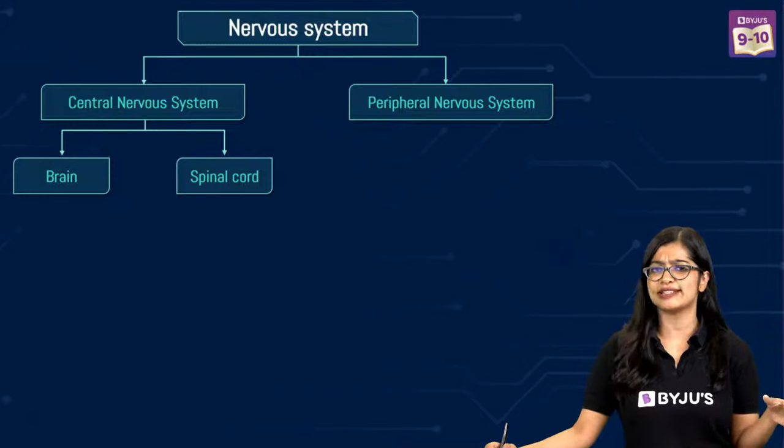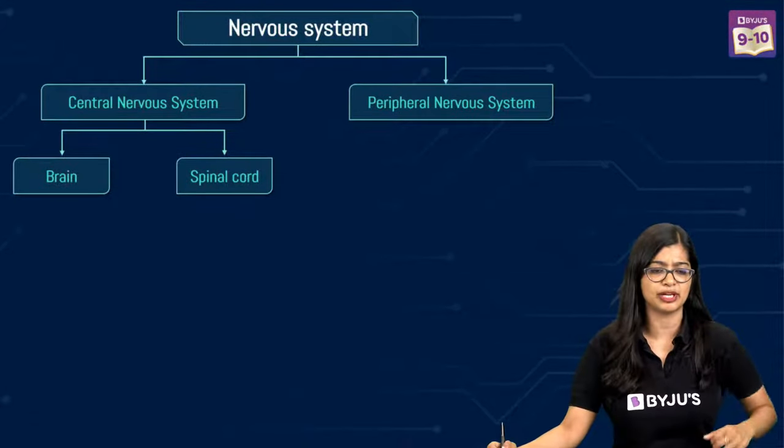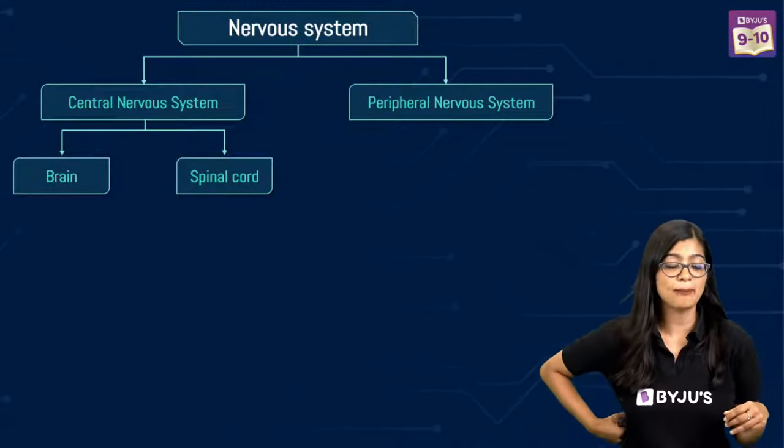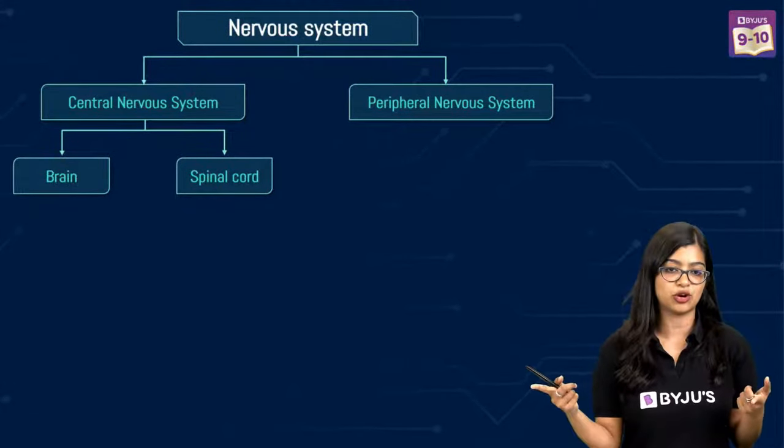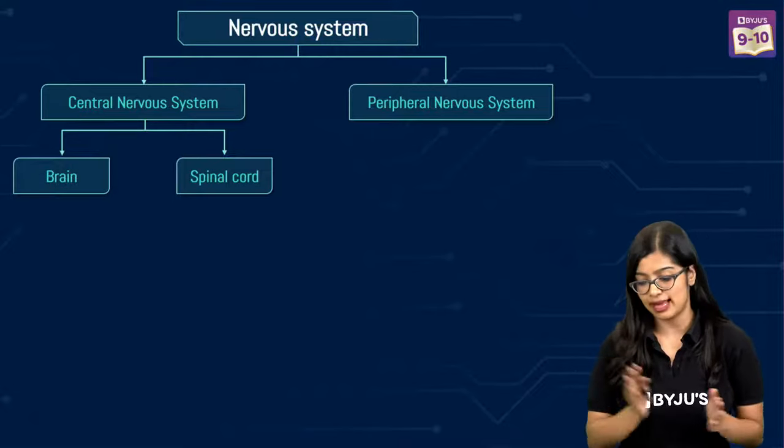There's not much for you guys anyway, but it's important to understand a little bit about it. Karthik, tropic and nastic movements come in plant coordination, which I will be taking when I do that topic, okay? So we will be doing that then.